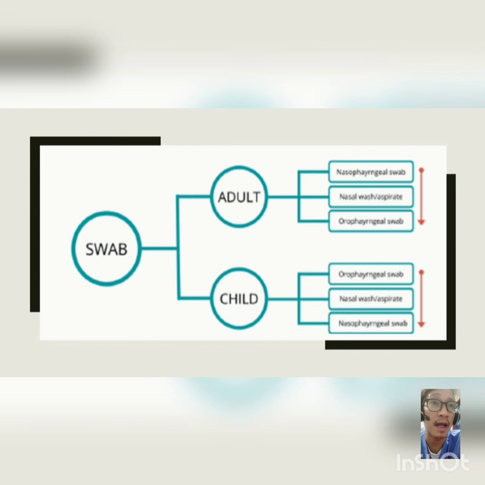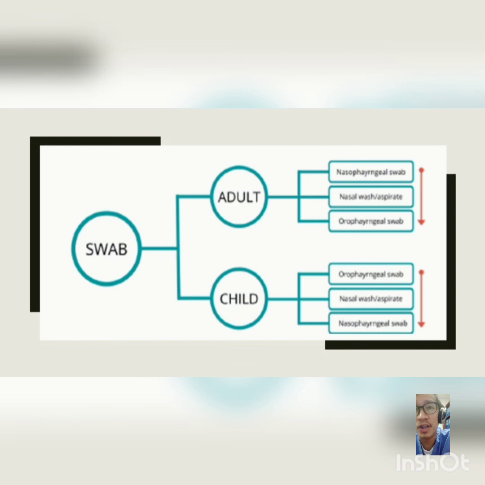So as you can see on the slide, there is an arrow going down. So the first thing that we need to consider in collecting a sample is the nasopharyngeal swab, followed by the nasal wash or aspirate. And if the two other options are not feasible, then we will be collecting it through oropharyngeal.